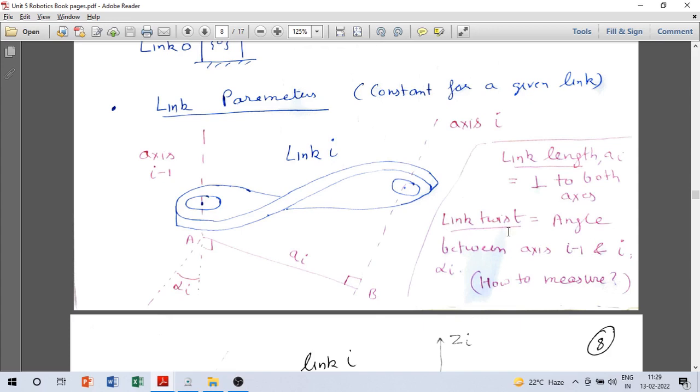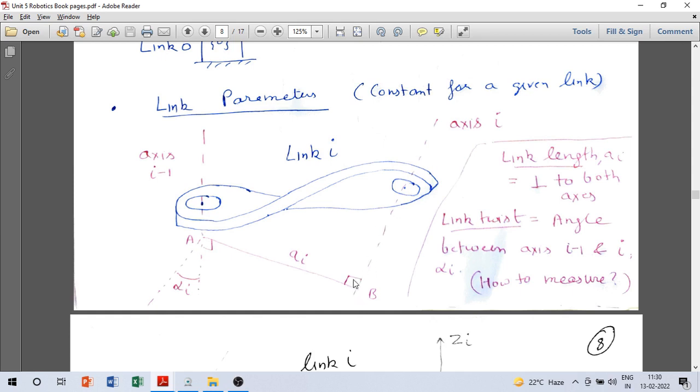And what is link twist? Link twist is the angle between axis i minus 1 and axis i, and this is indicated as alpha i. You see axis i minus 1 is along this direction, axis i is along this direction, and there is an angle between them. You can think of it like this: you can move axis i minus 1 to point B, and then see what is the angle between i minus 1 and i, because they will be at the same point now.